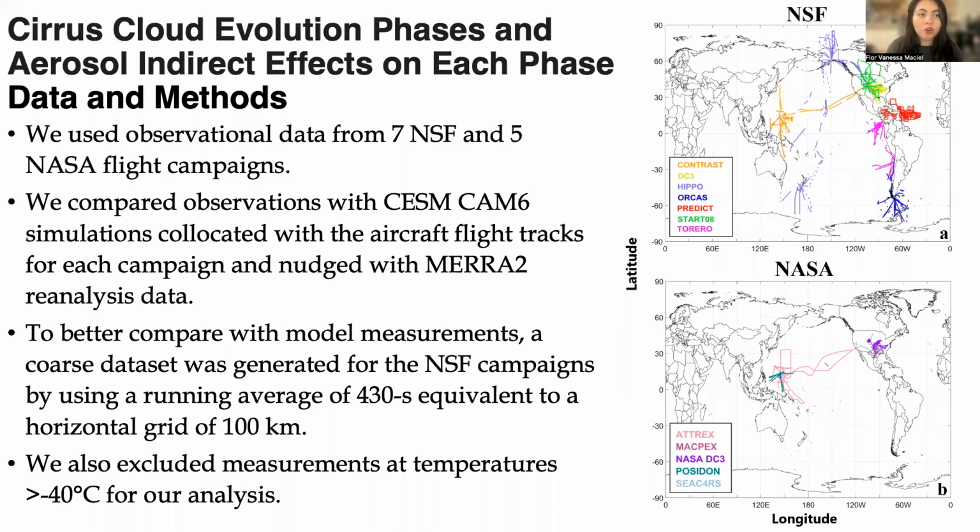So let me go over the data methods for the Cirrus Cloud project. We used observational data from 7 NSF and 5 NASA flight campaigns. We compared observations with CESM CAM6 simulations co-located with aircraft flight tracks for each campaign and nudged with MERRA reanalysis data. And to better compare with model measurements, we calculated a coarse data set for the NSF campaigns, for which we used a running average of 430 seconds, which was equivalent to a horizontal grid space of 100 kilometers. In addition, we also excluded measurements at temperatures greater than -°C for our analysis.